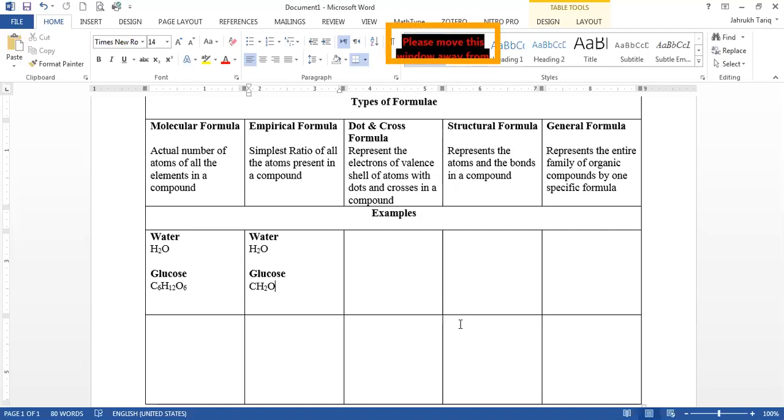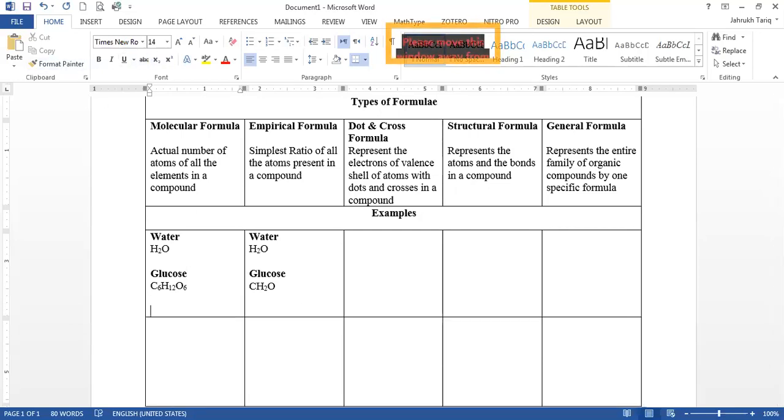It's going to be a little difficult if I try to write the dot and cross formulas or structural formulas. However, if we talk about general formula, I'm going to quote a couple of examples just to make sure that we also understand the general formula. Okay? So let's talk about a couple more examples. Let's start with methane. Who's going to tell me the formula for methane?